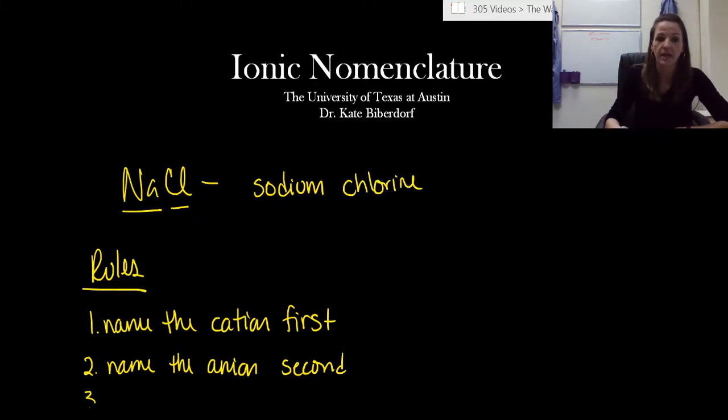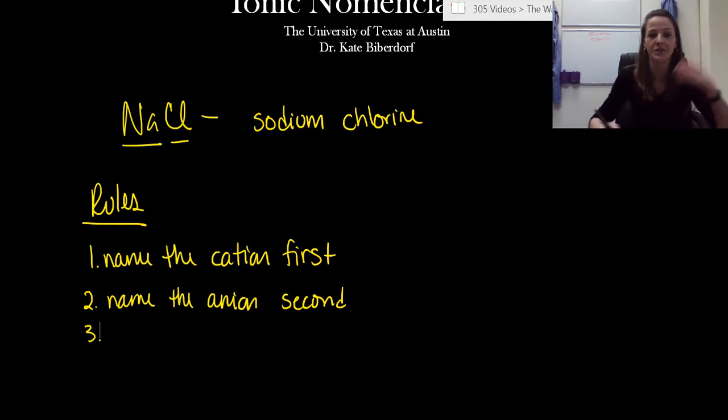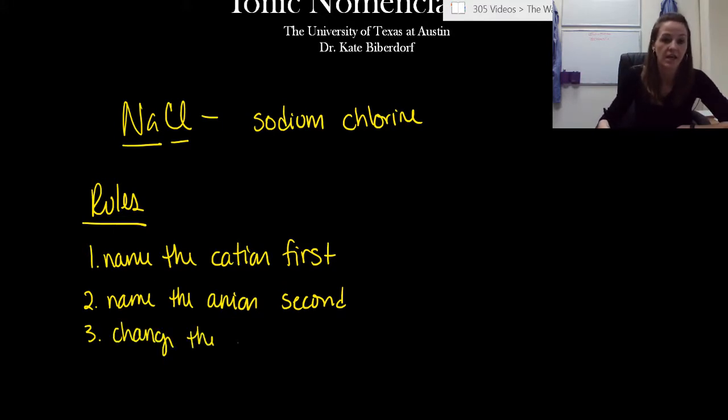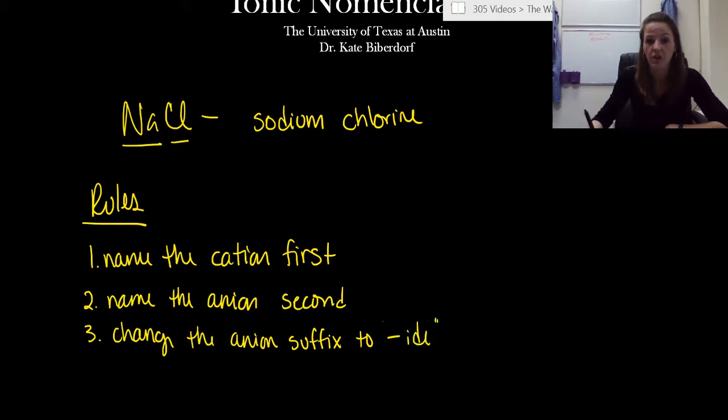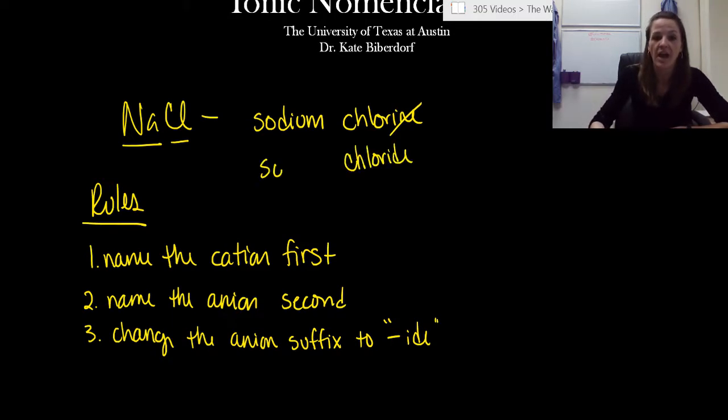Number three, and this is, I guess, the hardest part out of all of it. It's pretty straightforward. Change the anion, it's definitely the anion, so make sure you're careful with that, suffix to IDE. So everything ends in IDE. So all you do is come over here, cross out INE, and it becomes chloride. So the name of NaCl is sodium chloride.